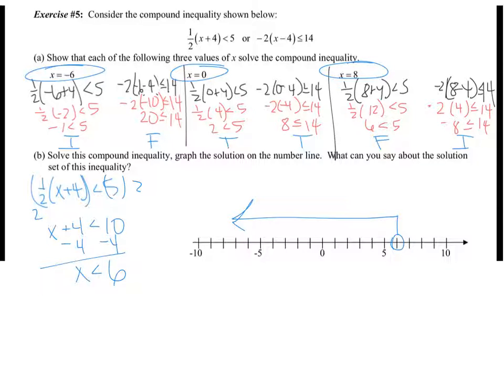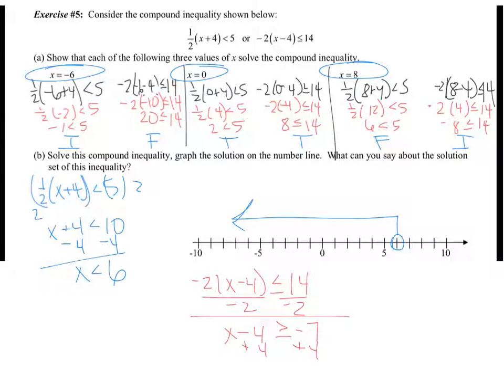The next inequality, -2 times x minus 4 is less than or equal to 14. We're going to divide each side by -2. Remember, when you divide by a negative, it switches the inequality. Add 4, and x is more than or equal to -3. So we go to -3, more than or equal to, and it's going to go in that direction.